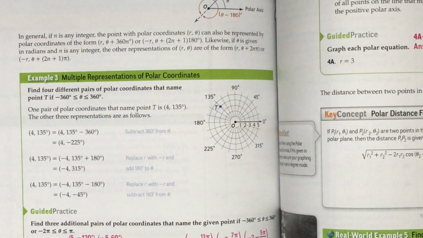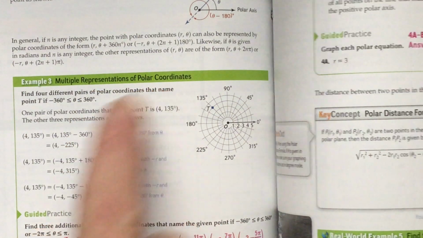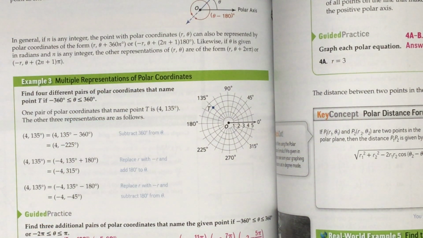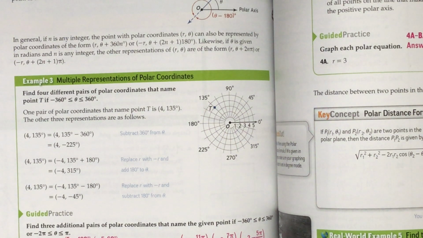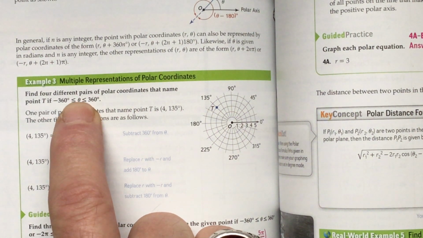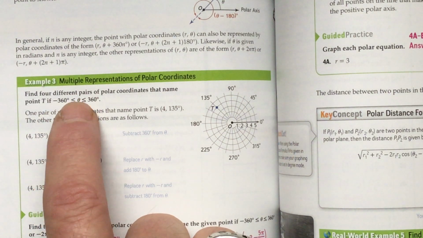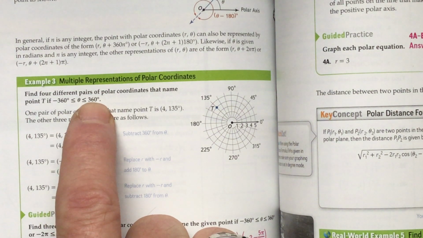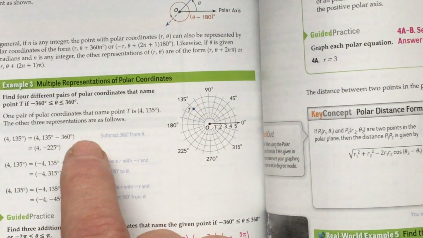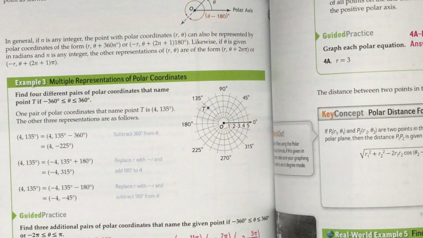Okay, for the next set of exercises, it's naming multiple representations of polar coordinates. Sometimes these will be given in degrees and sometimes they will be given in radians. This theta is between negative 360 and positive 360, which means you should end up with a measure that's 360 or less in absolute value, one rotation.